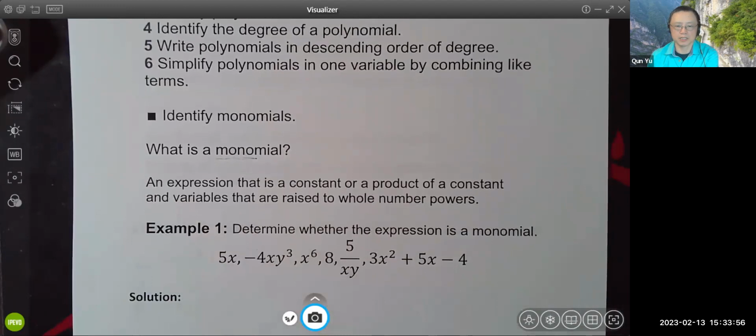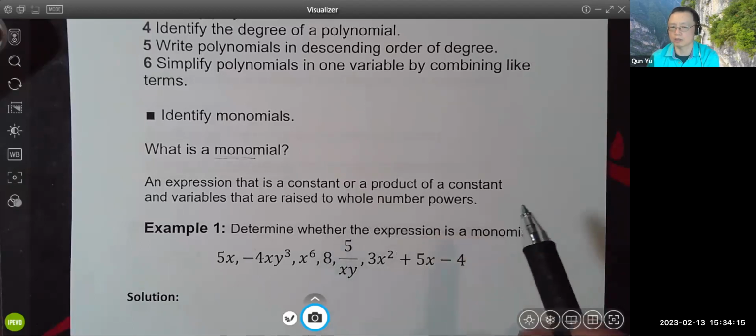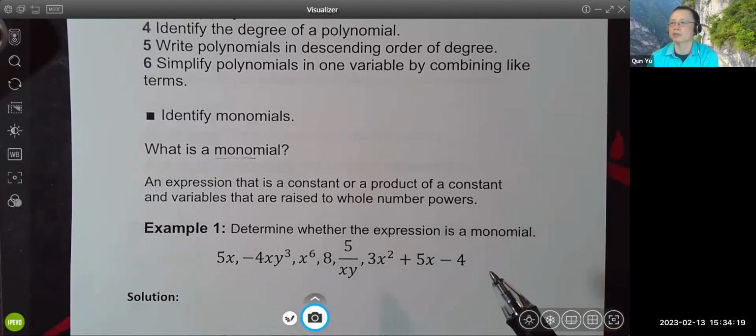It is an expression that is either a constant or a product of a constant. Constant means a number, or a product of a number and variables. And those variables are raised to a whole number of powers. It means if that variable has an exponent, it has to be a whole number. And we know a whole number starts with 0, right? 0, 1, 2, 3, 4, and so on. They are called whole numbers.